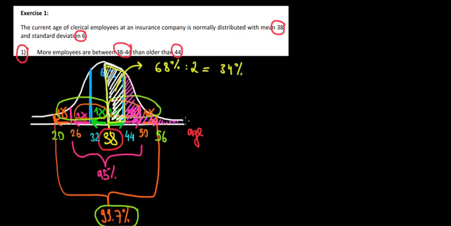Now, how do we calculate this one? We'll calculate it with the same logic by taking into account the symmetry of the bell curve, but we'll do so in the next video.